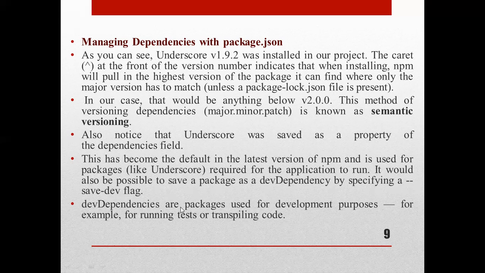Here dev dependencies means these are the packages used for development purposes, for example, for running tests or transpiling code. For this purpose dev dependencies are used. How to save a package as a dev dependency? After writing the install command, at the end we specify double dash save for adding dependencies in package.json. If we want to add a dev dependency into that file, then specify double dash save dash dev flag at the end of the command.